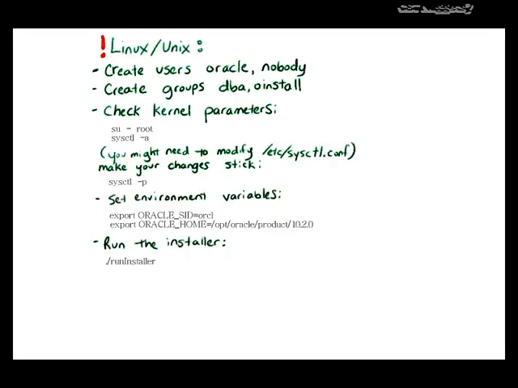Additional items you need to be aware of on Linux and Unix are creating the proper users and groups. So you need to make sure that you have an Oracle user. This is the user that's going to own all the data files. And you also need to have a user called nobody. And that's used in conjunction with the HTTP daemon for Enterprise Manager. You also need to create the groups DBA and OInstall. Anyone who belongs to the DBA group then has sys privileges on the database. The OInstall is used for the Oracle Universal Installer.